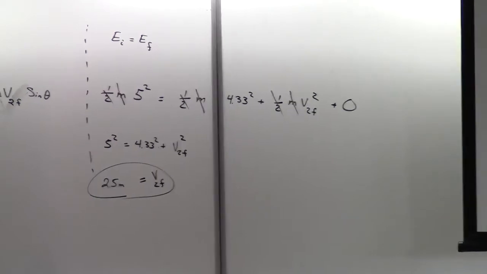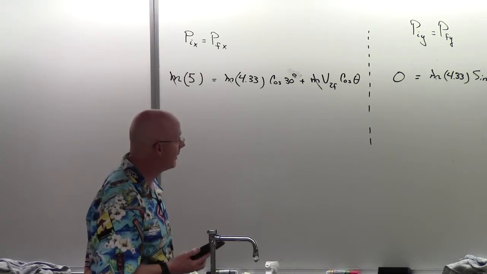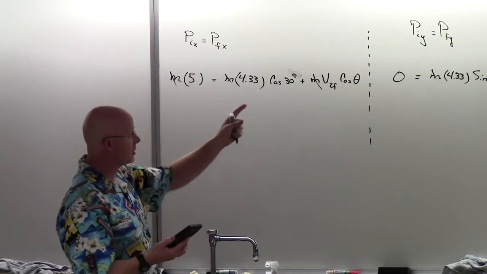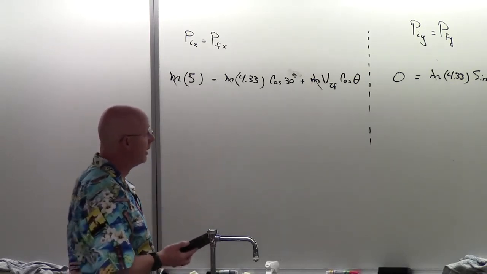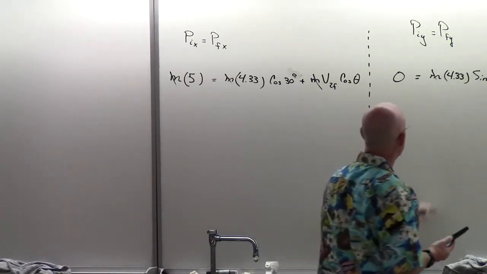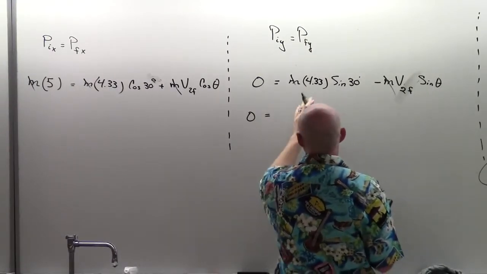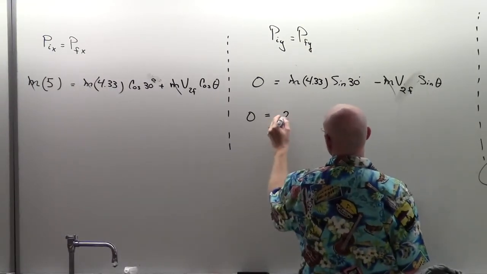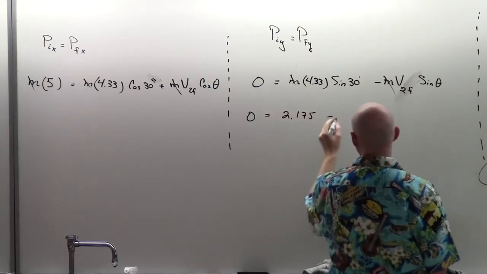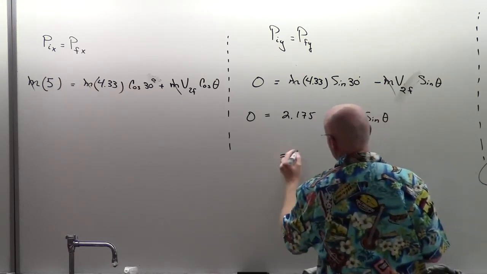And so there's the speed after the collision of the struck ball. And now I can use that to put in either that equation or that equation. Wouldn't matter which one. Since this one looks a little bit easier, why don't I do this one? And so here I would have 0 equals, and sine of 30 is 1/2, so that's 2 and then 17.5, and that is 2.5, and that is sine of theta.